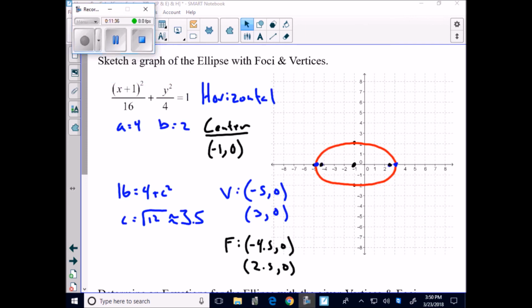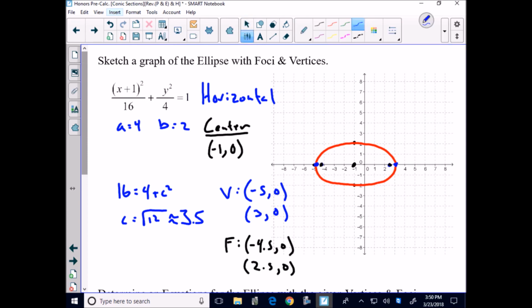All right, guys, so looking at this first one, let's see that the x term has the larger denominator, so we know this is going to be a horizontally orientated ellipse. Right here, that gives us the a value of 4 and the b value of 2. We can pull the center from the equation. Right here, we've got x plus 1, so that means the x value of the center is going to be -1, and we're not subtracting anything from y, so we've got a y value of 0, giving us our center as -1, 0 right there.